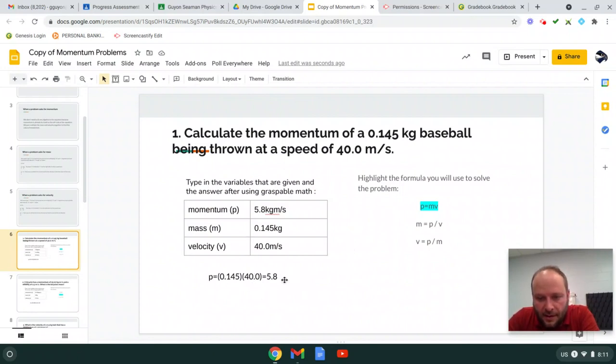Okay, when you're done this assignment, you can go on and make sure that you have the Edpuzzle from last week completed, and make sure that you have the Nearpod completed as well.